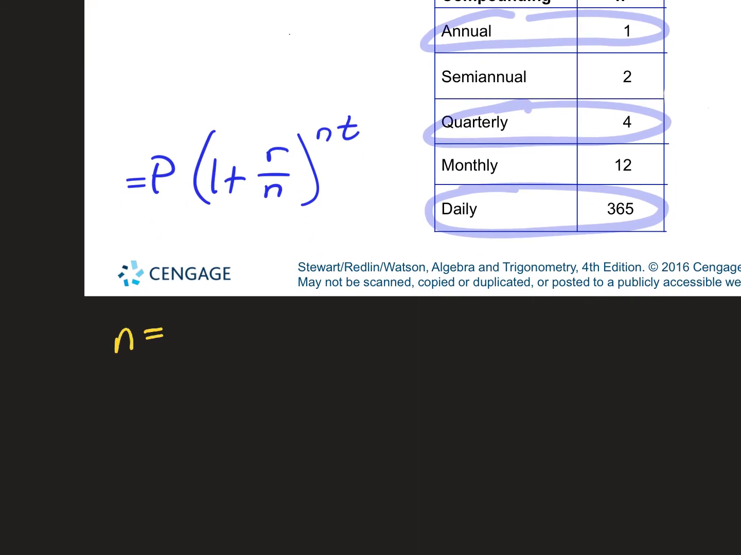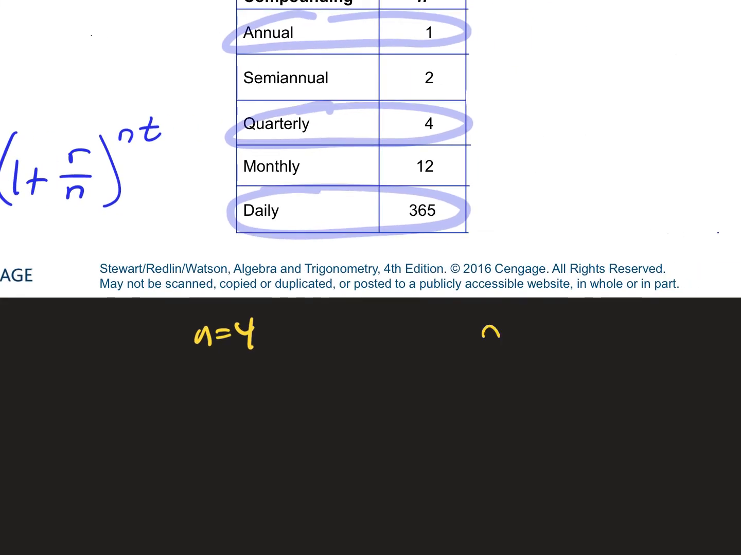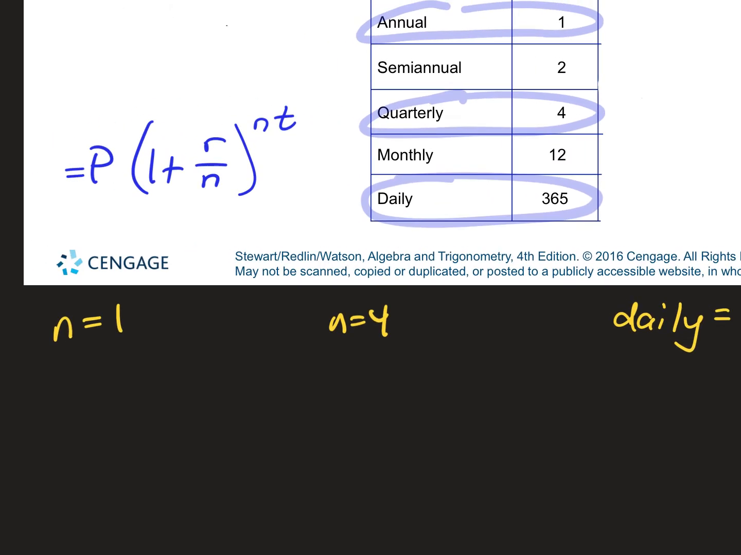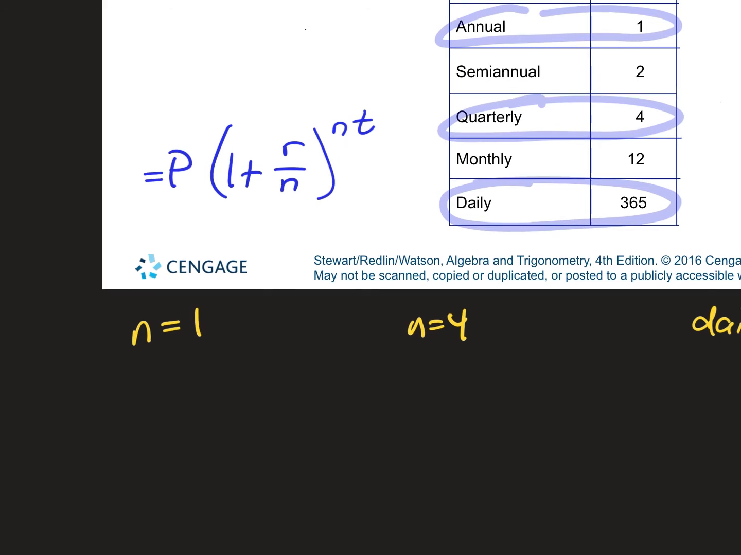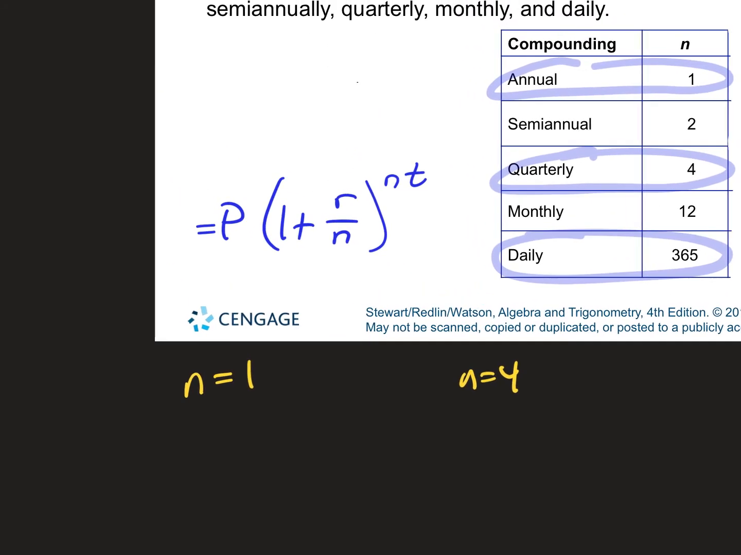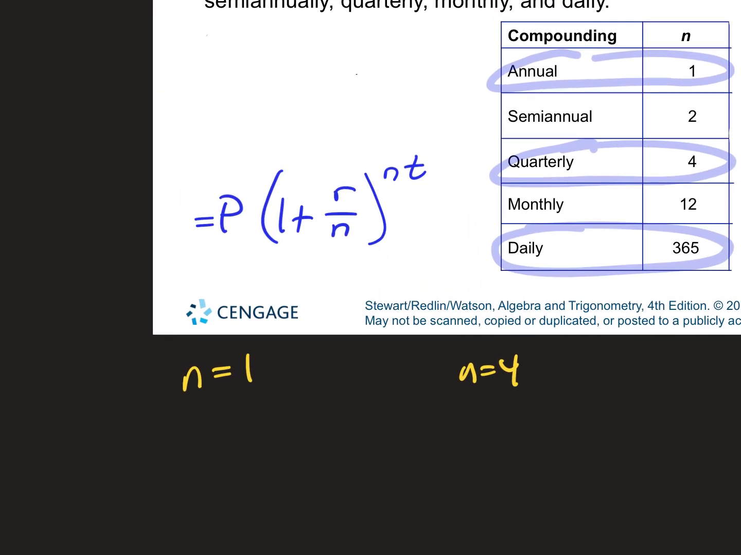Okay, so we're going to do it 3 different ways. We're going to do it where it's compounded annually, which is 1, quarterly, which is 4, and daily, which is 365. So guys, if you have a calculator, you need to get it in your hand. And we need to do this together so you guys make sure you understand how to do this in your calculator.